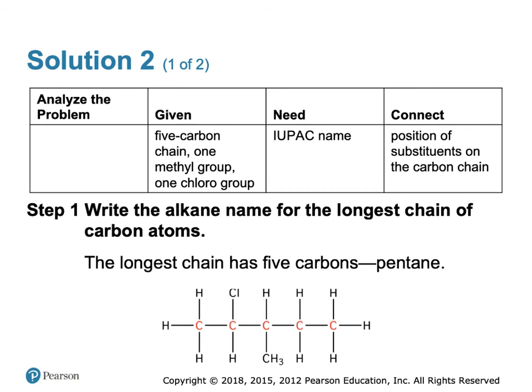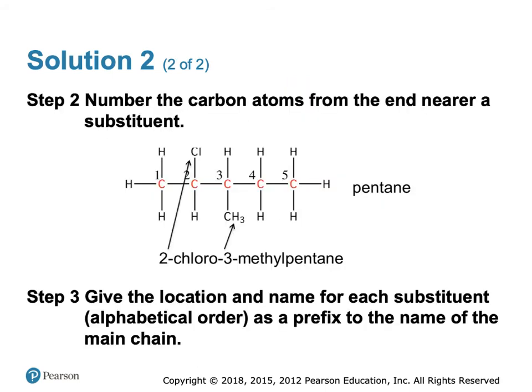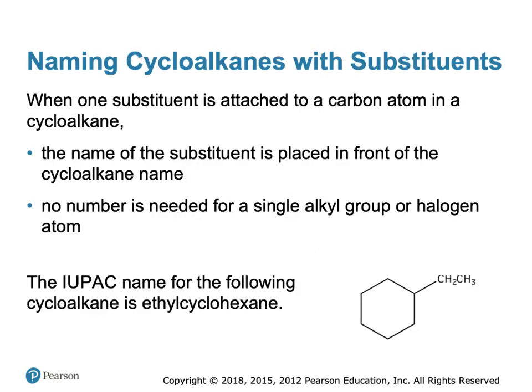All right. So again, it's using the table format that we used for all of those calculation problems. The longest chain is 5 carbons. Then you are going to identify the substituents, and you are going to give them the lowest possible numbers. So it's 2-chloro, 3-methyl pentane. If you have a cycloalkane with a substituent, you're going to identify the carbon which has the substituent. If there is just a single alkyl group or halogen, no number is needed. So here we just have the one substituent, and it is an ethyl group, so it's ethyl cyclohexane.